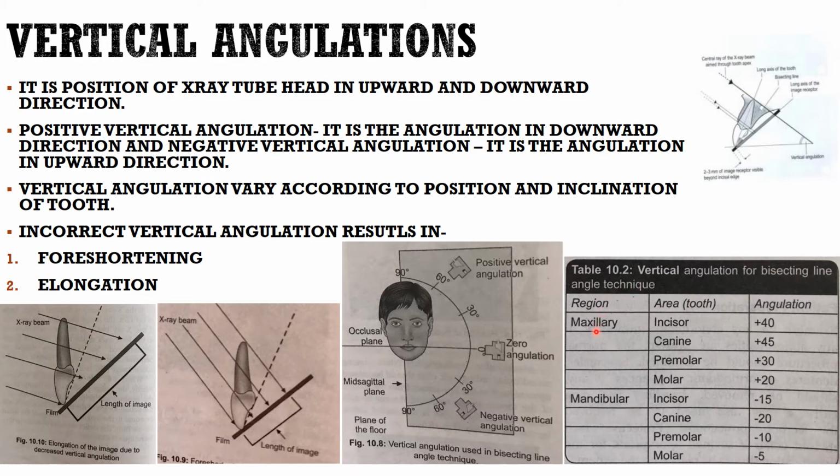Now for maxilla, for anterior, for the incisor, it is plus 40. For canine, it is 45. So basically, it's reducing from your anteriors to the posterior. So it is 40, 30, 20, reducing by 10, but it is usually more for canine because of its long root. So for incisor, it is plus 40. For canine, it is plus 45. For premolar, it is plus 30, and for molar, it is plus 20.